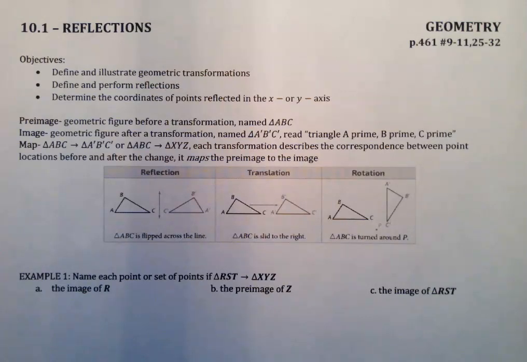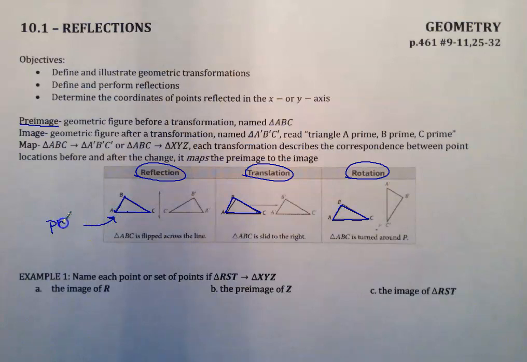All right, so some things we need to focus on first is some vocabulary. We have the pre-image. Okay, so that's the geometric figure before a transformation. There's lots of different transformations. A reflection is a transformation, a translation is another transformation, and a rotation. So there's really three. Okay, so the pre-image is the first one. This is the pre-image here, and we're going to flip it. So triangle ABC is the pre-image in all of these.